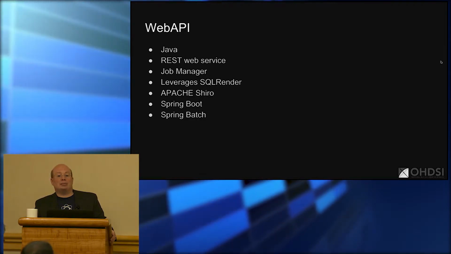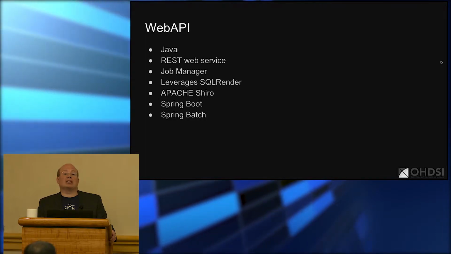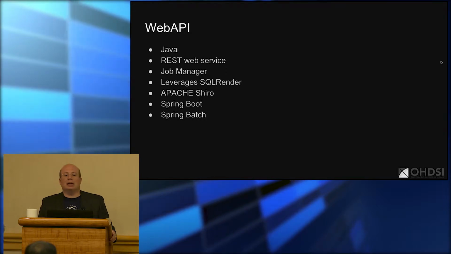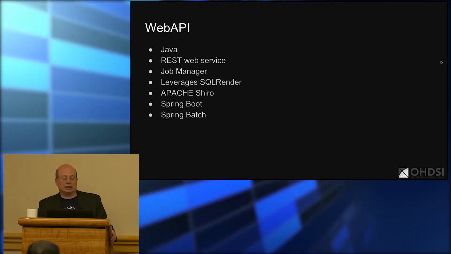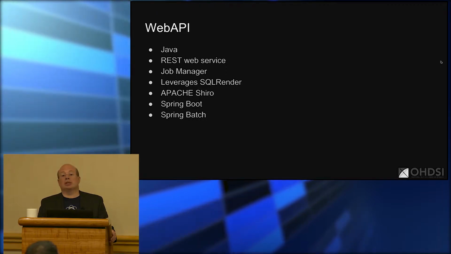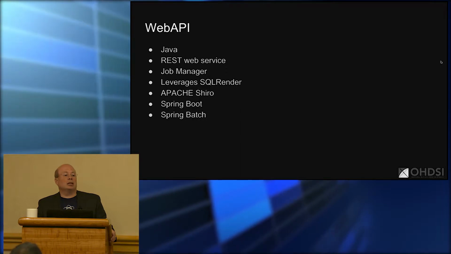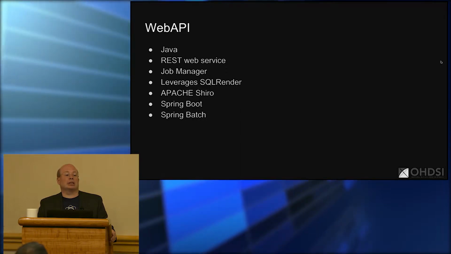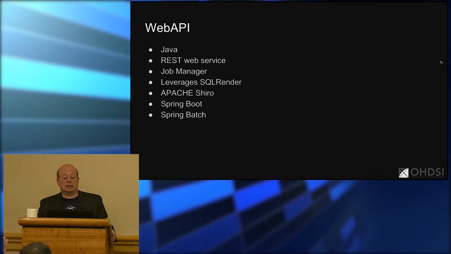The Web API. We have a service layer called the Web API. It is written in Java. It is a set of REST-based web services. It has a job manager that allows us to do long-running asynchronous jobs, like queries that do cohort characterization or generate cohorts across different CDM databases.